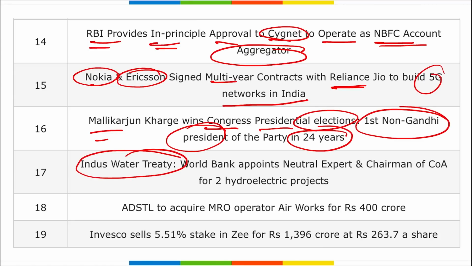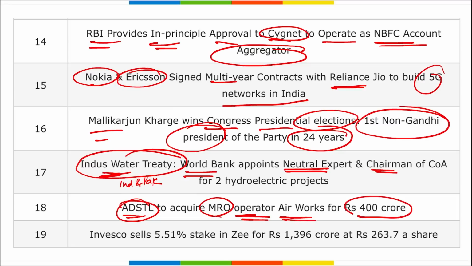Indus Water Treaty was in the news recently. According to this, the World Bank has appointed a neutral expert and chairman so that the dispute under this treaty can be sorted out between India and Pakistan. Then ADSTL to acquire MRO operator Airworks for 400 crore rupees. Invesco sold its 5.51% stake in Zee for 1,396 crore rupees at 263.7 rupees a share.